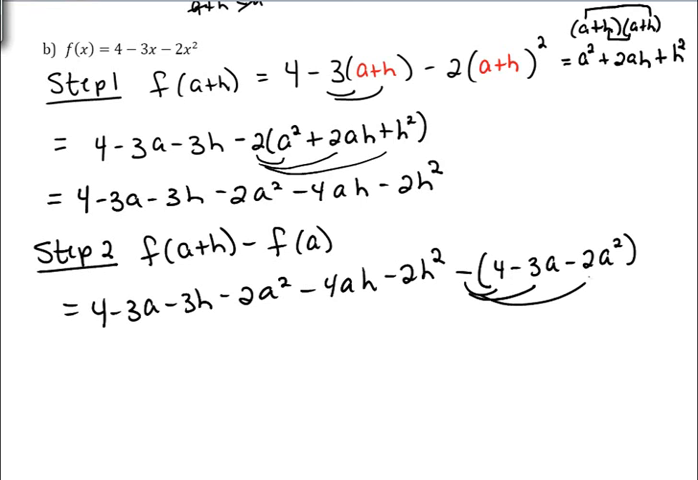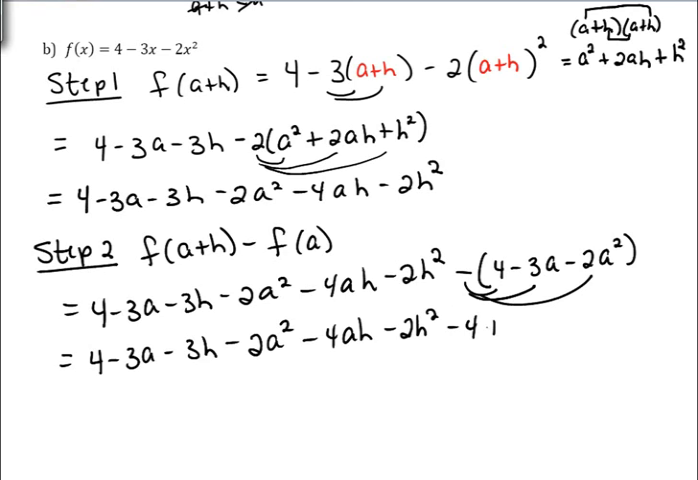Now distribute this negative sign. This gives us 4 minus 3a minus 3h minus 2a squared minus 4ah minus 2h squared minus 4 plus 3a plus 2a squared. Now you should have some terms that will cancel in this. We have a positive 4 and a negative 4, so those will cancel. We have a negative 3a and a positive 3a, so those will cancel. And we also have a negative 2a squared and a positive 2a squared.